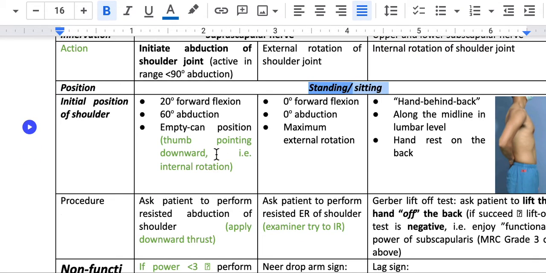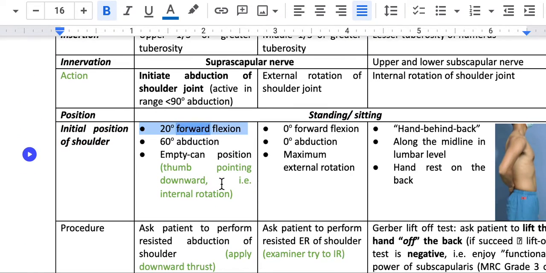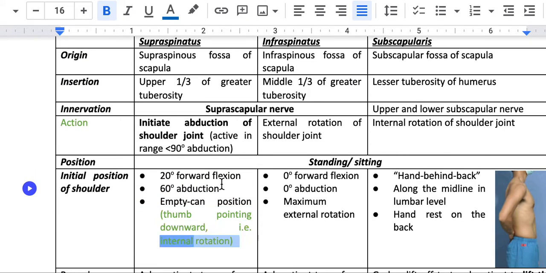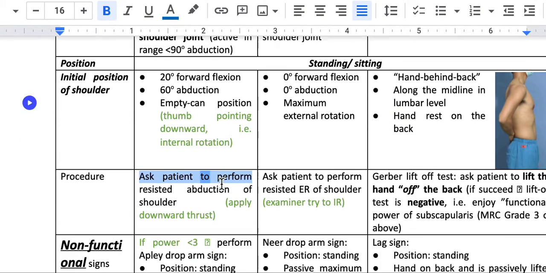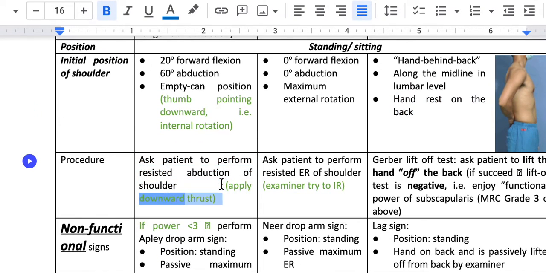Position: standing or sitting. Initial position of shoulder: 20 forward flexion, 60 abduction, empty can position, thumb pointing downward, that is internal rotation; 0 forward flexion, 0 abduction, maximum external rotation; hand behind back along the midline at lumbar level, hand resting on the back. Procedure: ask the patient to perform resisted abduction of the shoulder, apply downward thrust. Ask the patient to perform resisted ER of the shoulder.